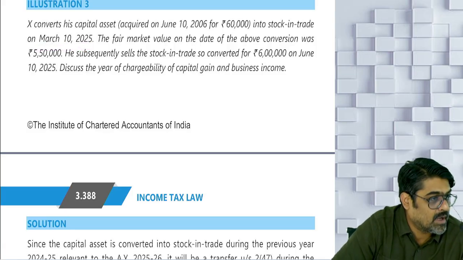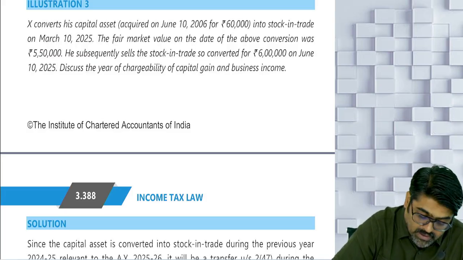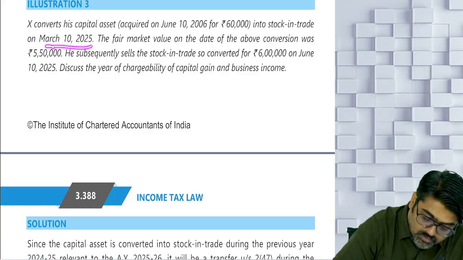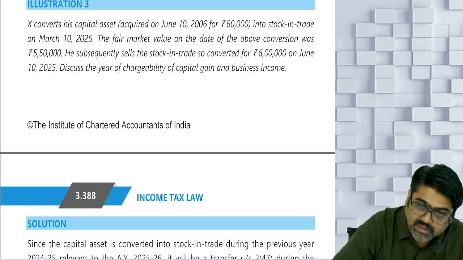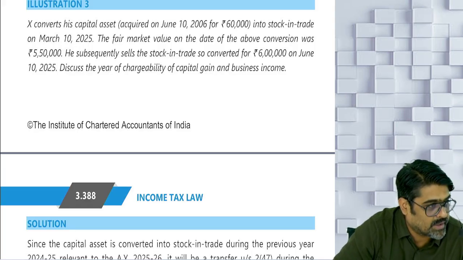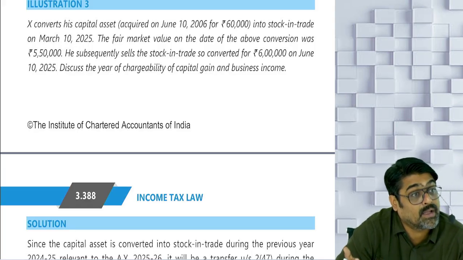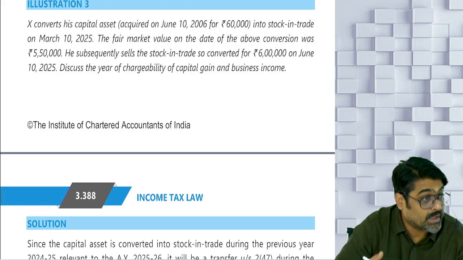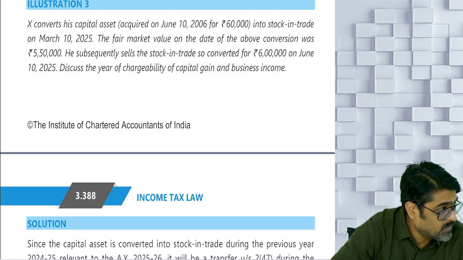Meaning transfer is taking place on or after 23rd July 2024. So the period of holding of the capital asset was more than 24 months. Hence the capital asset is a long-term capital asset. Capital gain will be calculated, but that capital gain will be taxable in the year in which the stock in trade is sold and not in the year of conversion.